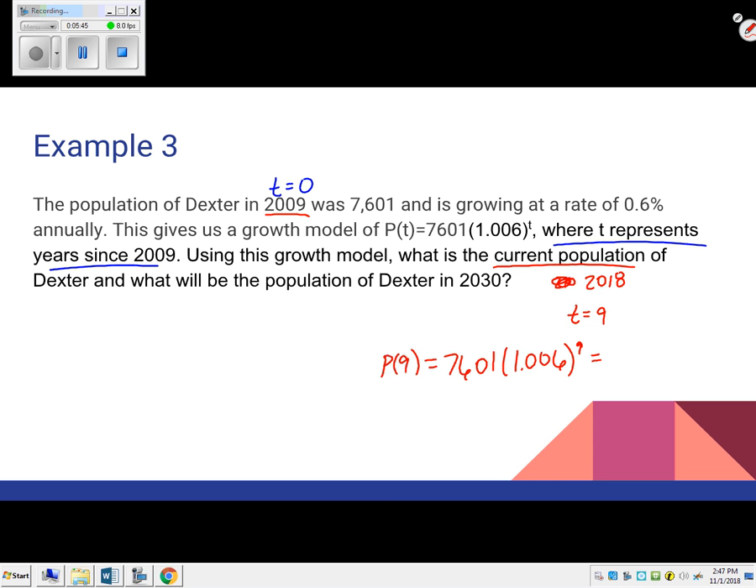So I've got a little bit of math to do there. I think it bumps me over the 8,000 mark. If I remember correctly, it's 8,021 people. I'm going to let you guys work the second part of this, where it asks for the population in the year 2030. Go ahead and find your t value, plug that in, and then hit play once you get done.